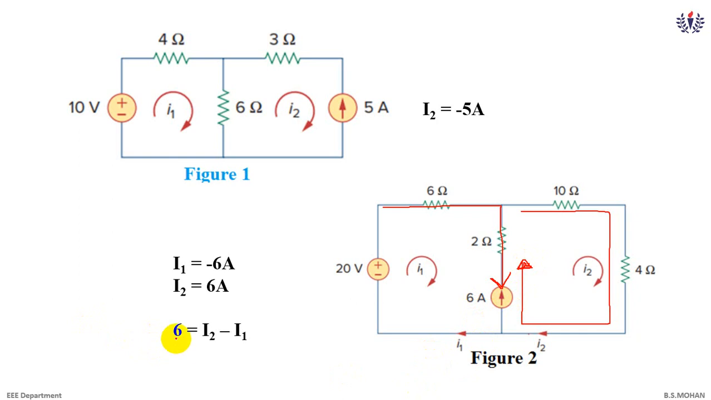So 6 amps is your branch current, right? And I1 and I2 are your mesh currents. So we have now linked branch current and mesh current, right? This is how you have to write the equation. Now let us proceed further and understand mesh analysis with respect to supermesh.